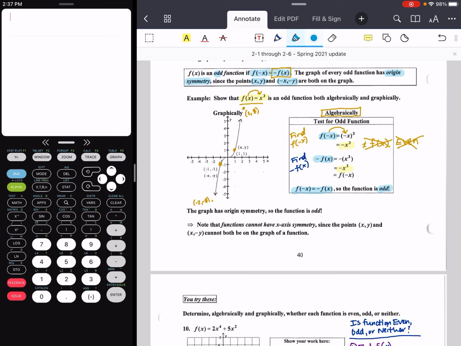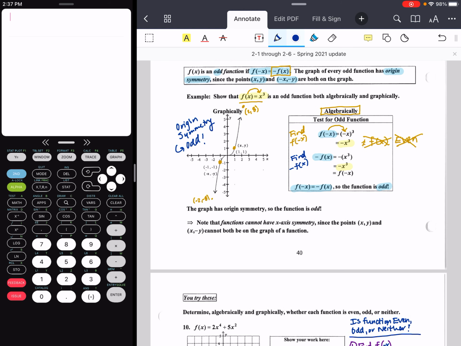So that's my summary statement. Okay, and I can kind of check it and confirm it graphically. I can see that I have that origin symmetry. Because I see graphically that I have that origin symmetry, that's further confirmation that I have an odd function. But I'm going to ask to see the algebra on the test.